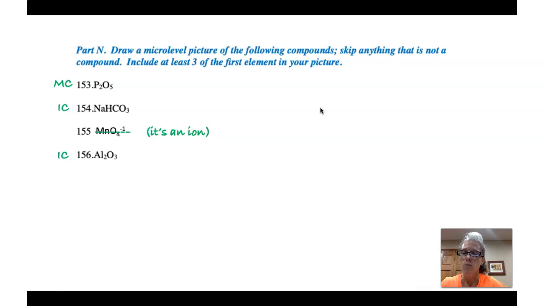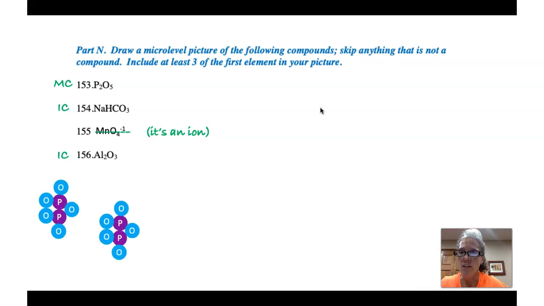Since 153 is molecular, we've got atoms stuck together. We have 2 phosphoruses and 5 oxygens in the same particle. Notice there are not any charges. There should be no charges at all. And I need 4 of the first element.